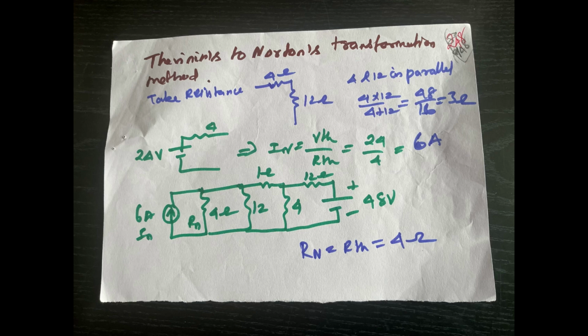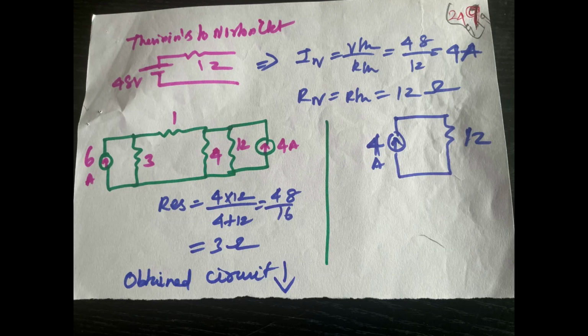Kindly note the first part, the 24 volt source: VThevenin is 24 volt and RThevenin is 4 ohm. That is connected to the 4 ohm, and that 4 ohm is considered RThevenin. Parallel resistance calculation gives the R Norton value only. R Norton is 3 ohm. That is 6 ampere found. So put 6 ampere in the circuit.